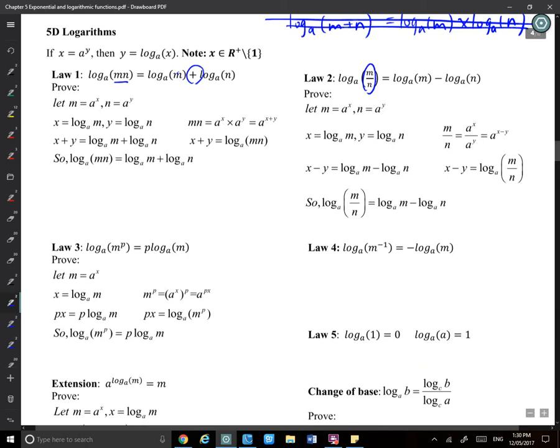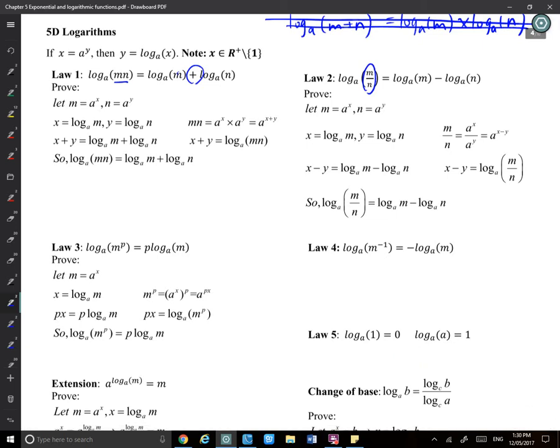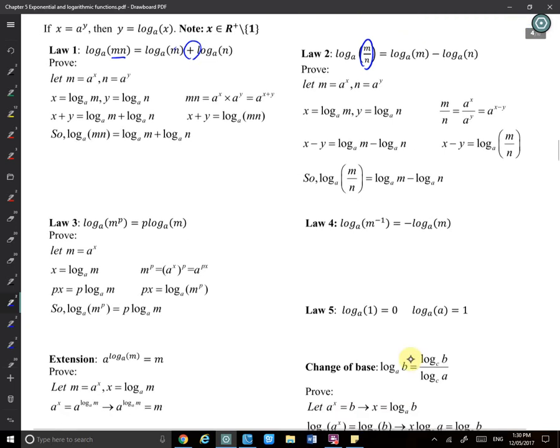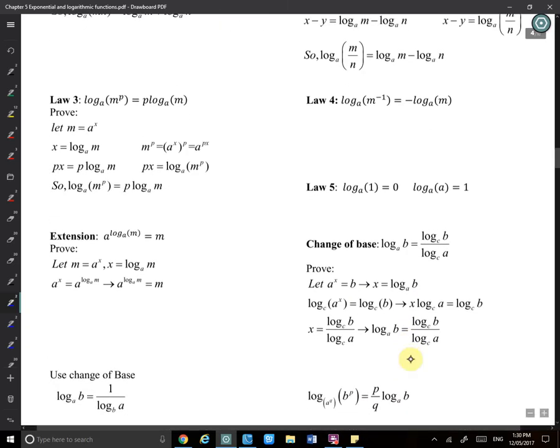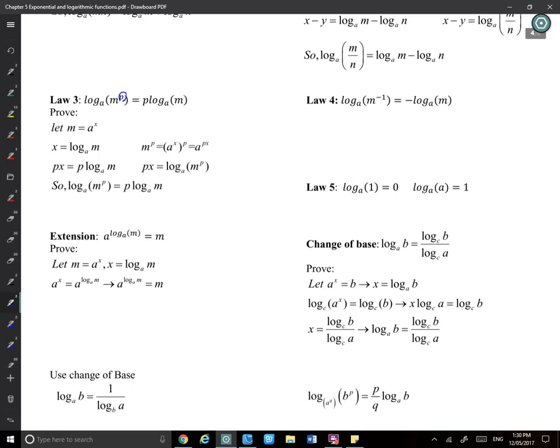The proofs below are not required for you to remember, but if you want to have a look, I'll just put it here for you to have a think about it. It's all coming from exponentials. Law number 3 is when you have a power in the bracket, you can drag the power into the front.